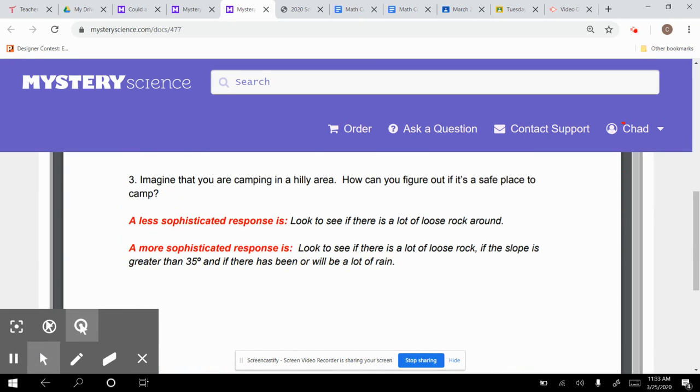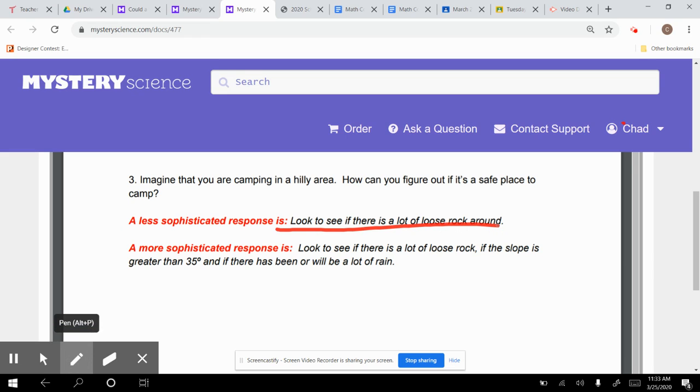Imagine you're camping in a hilly area. How can you figure out if it's a safe place to camp? Well, a simplified version of that would be look to see if there's a lot of loose rock around. But it's not just a matter of loose rock. You need to be at the bottom of a slope that is greater than 35 degrees.